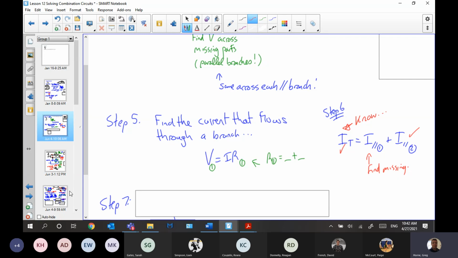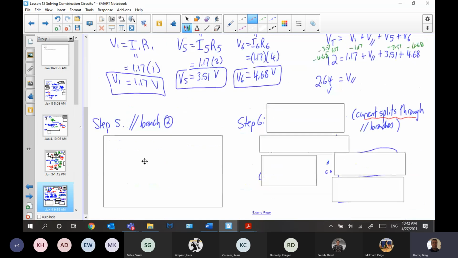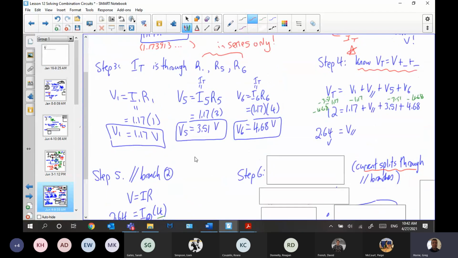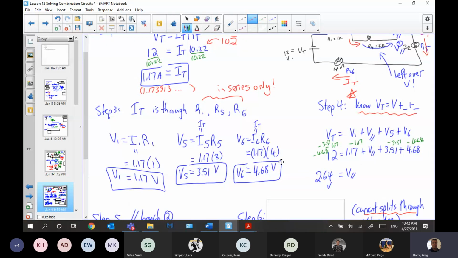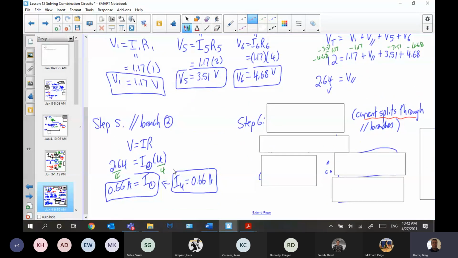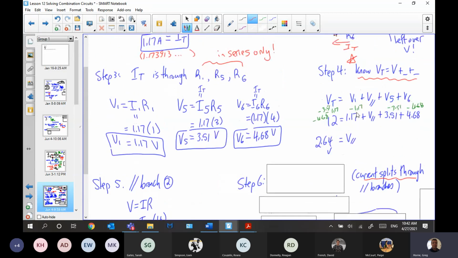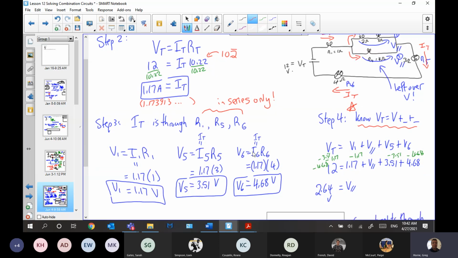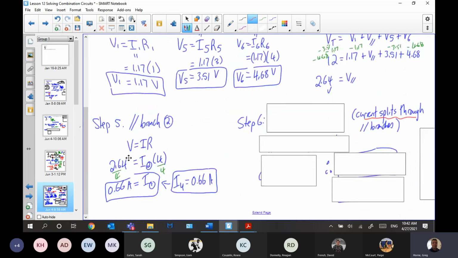All right, so that looks like this. Parallel branch, we know the voltage across this 4 ohm is the 2.64. So right here, we figured out that voltage across the parallel branches is 2.64. So we know that's going to be 2.64 across 4 ohms. So that's this calculation right here. There's the 4 and the 2.64. And so we actually calculated out that 0.66 amps flows through that bottom parallel branch.